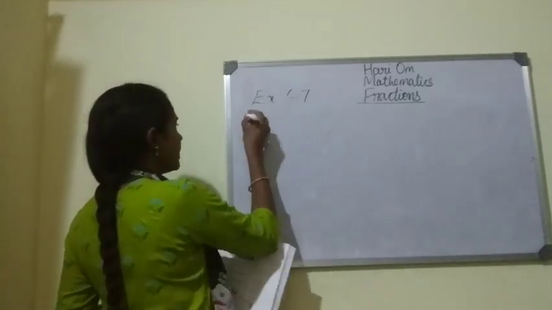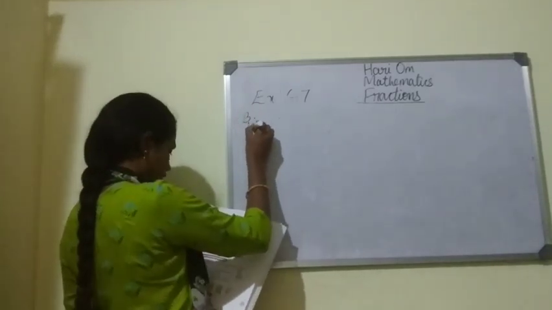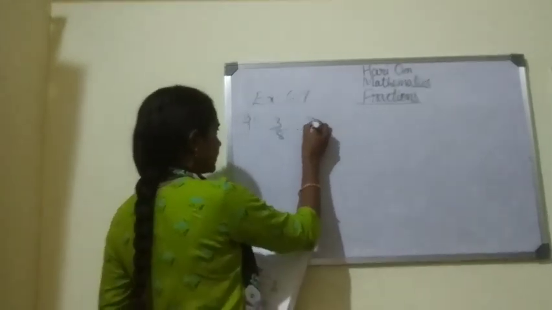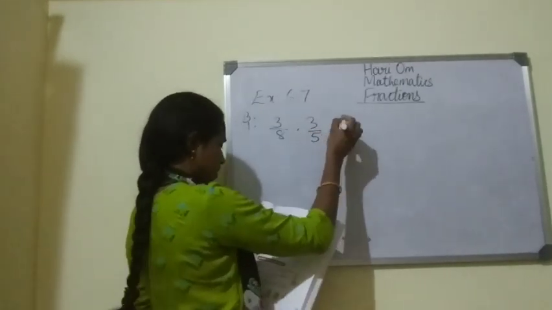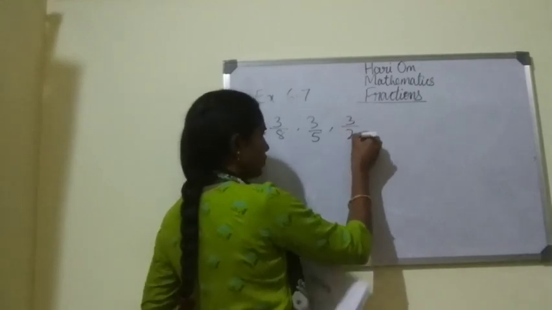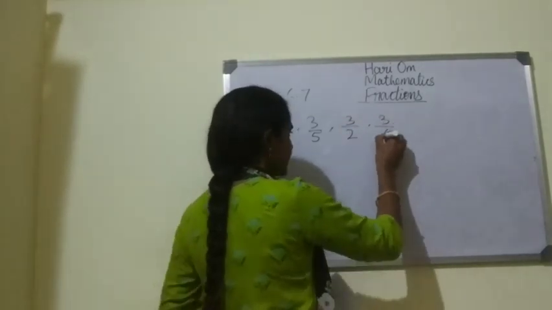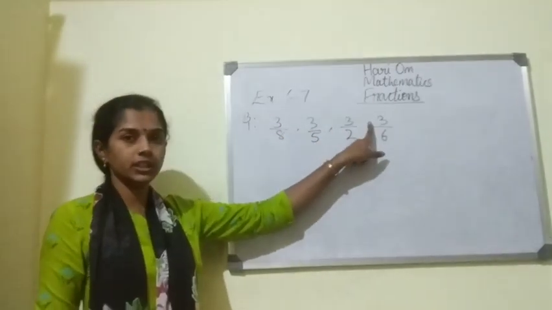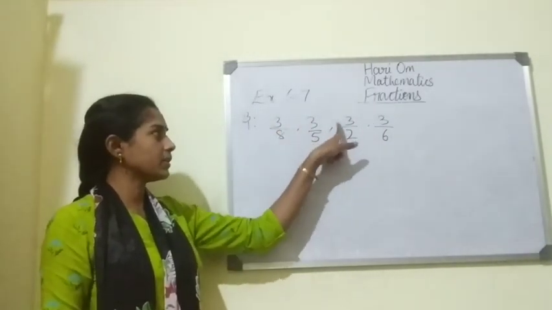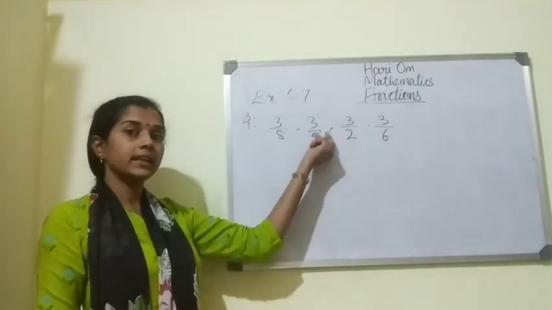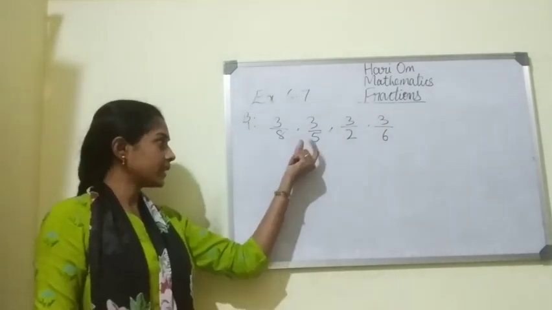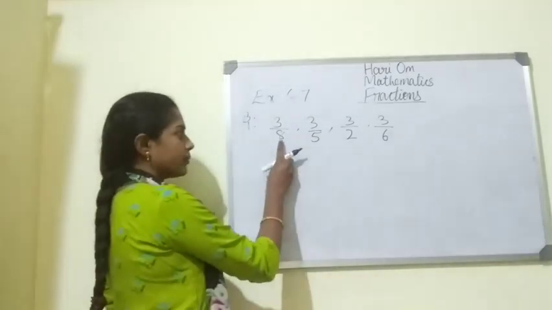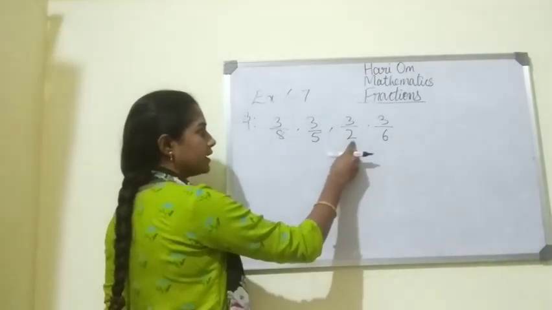B main, first one, it is 3 by 8, 3 by 5, 3 by 2 and 3 by 6. So we can see here we have same number on the numerator. If we have same number on the numerator, the greatest number in the denominator will be the smallest. So in denominator we have 8, 5, 2 and 6.